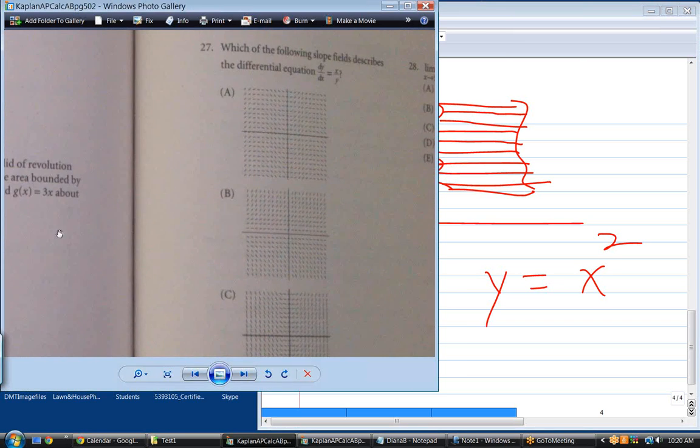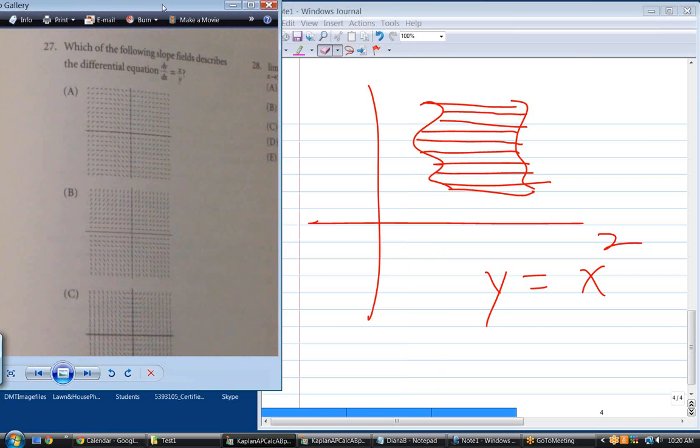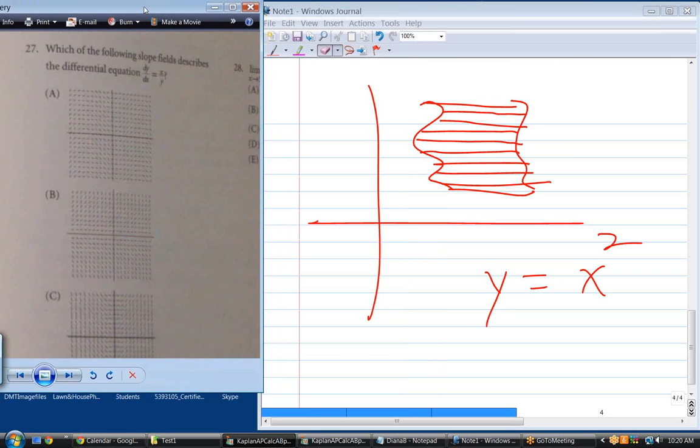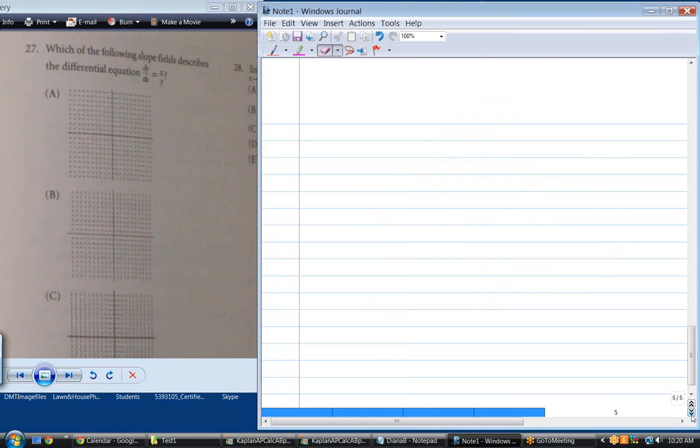Slope fields. Did you get to slope fields at all? A bit. Let me explain just a bit. I'm not going to go into them heavily. They can be kind of confusing. They were pretty confusing to me when I first saw them, and it's only because I didn't have somebody recently that could explain them to me. But they're not that hard.